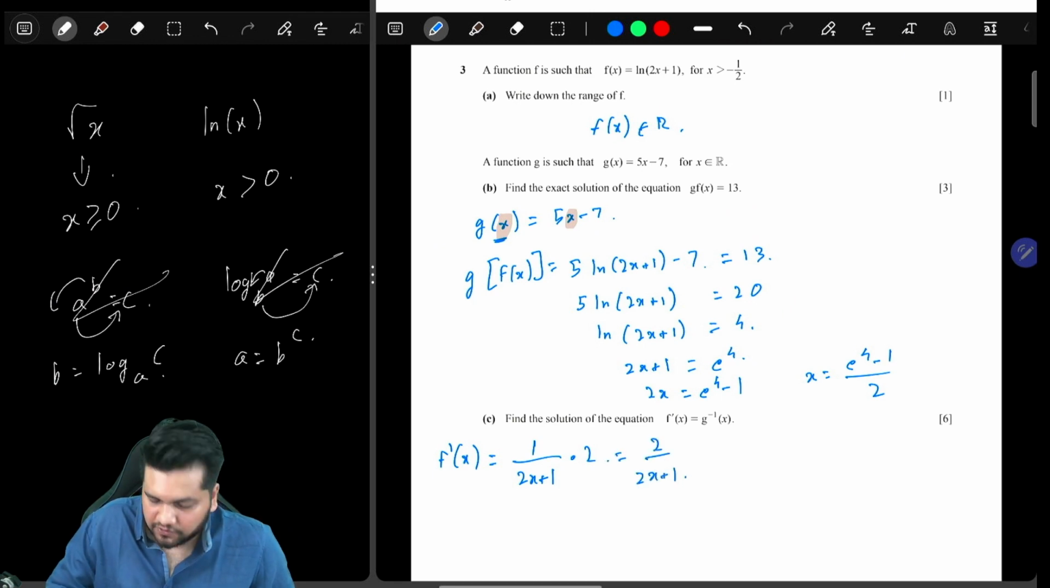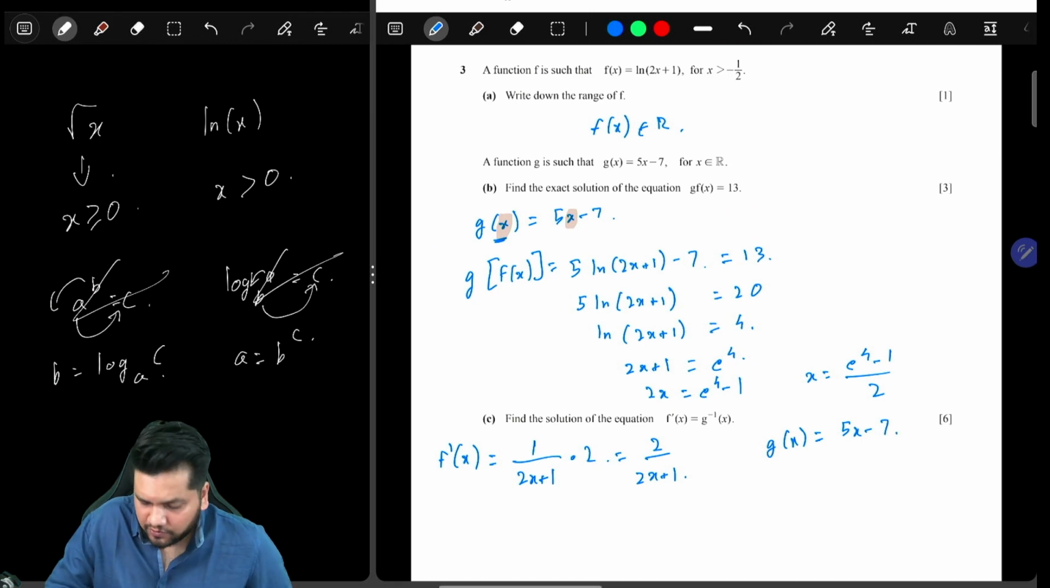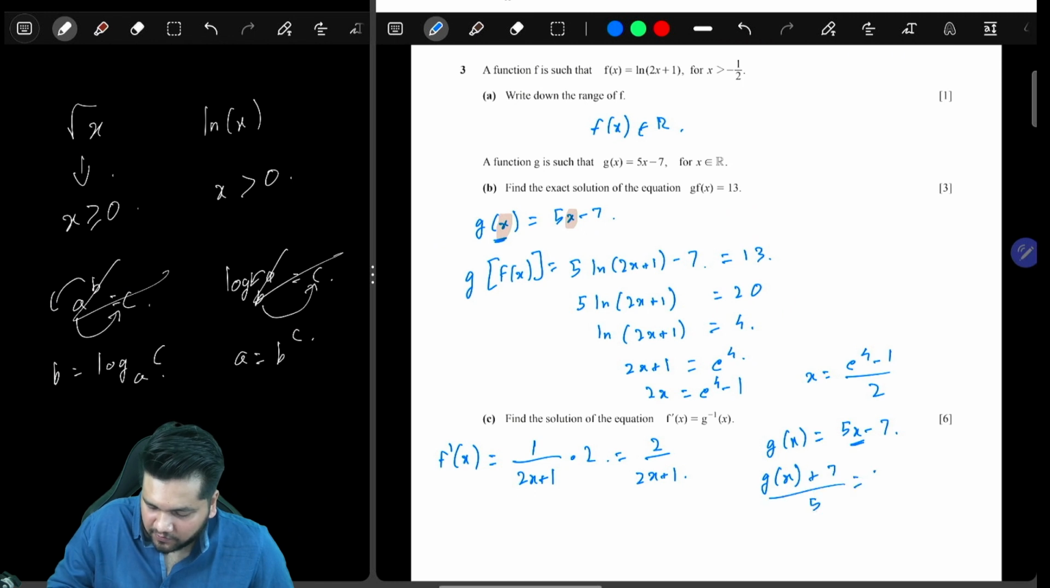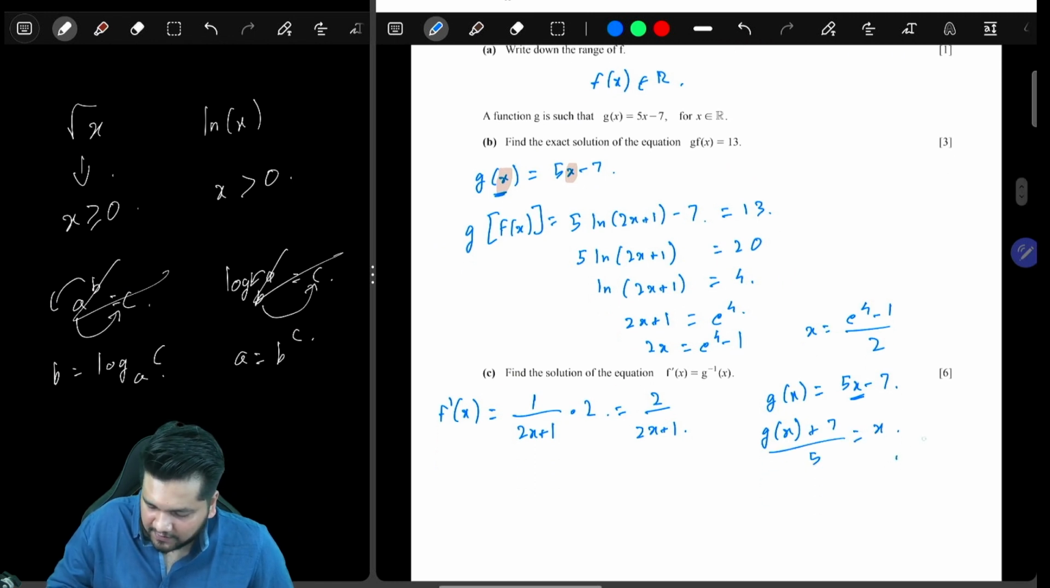Now, g inverse of x. We'll have to find g inverse of x. Here, g of x is 5x minus 7. For finding the inverse, all you have to do is make x the subject. So, we'll get g of x plus 7 upon 5 is equal to x. So, g inverse of x, what will we get? We'll get g inverse of x is equal to x plus 7 upon 5.